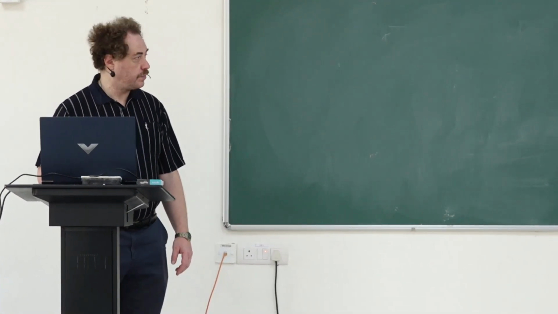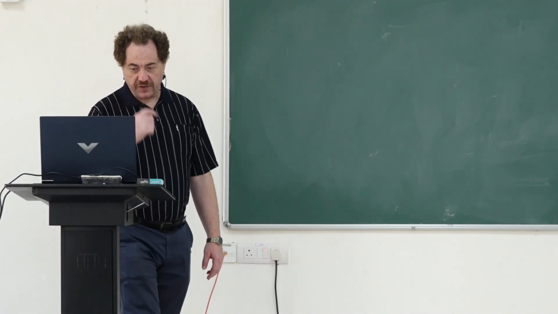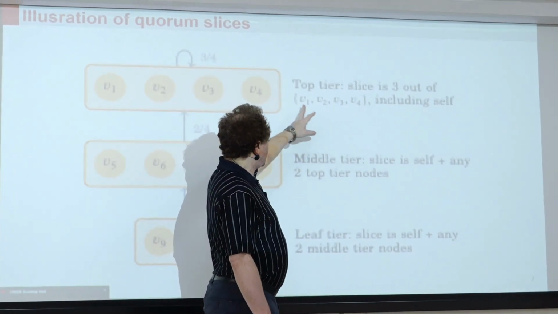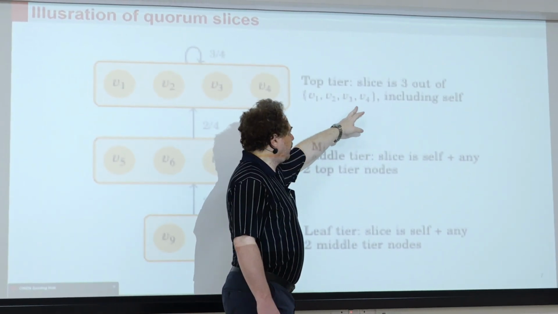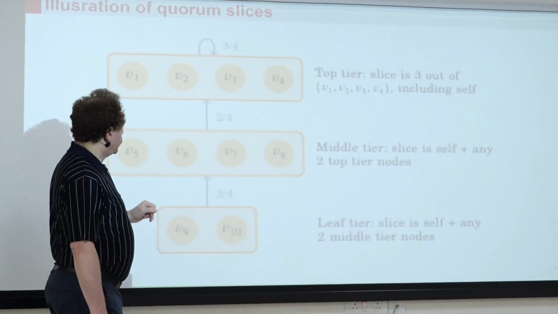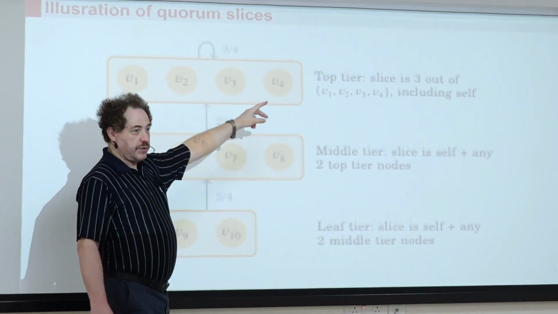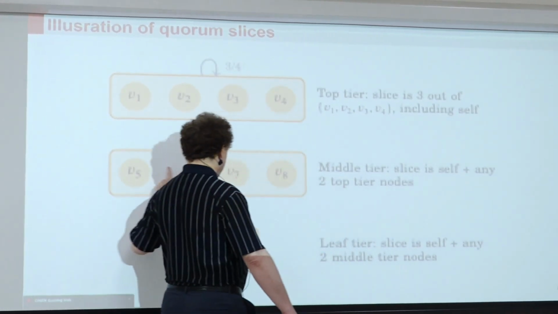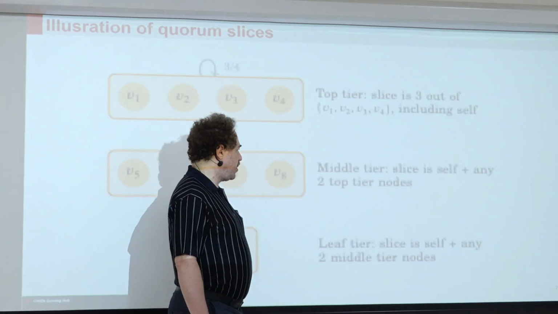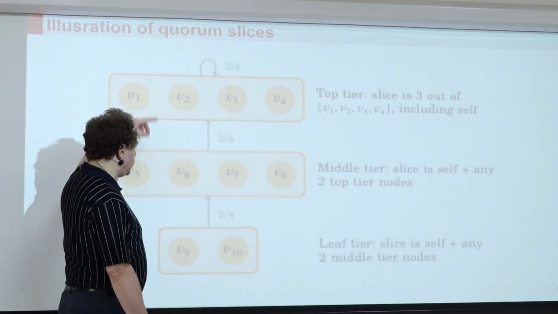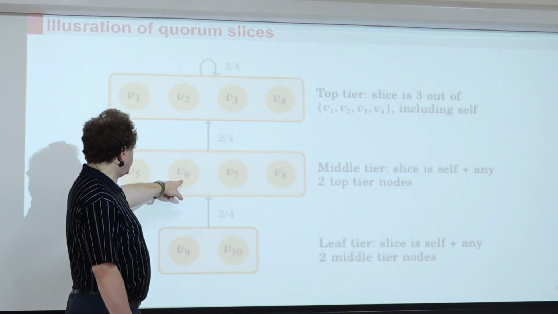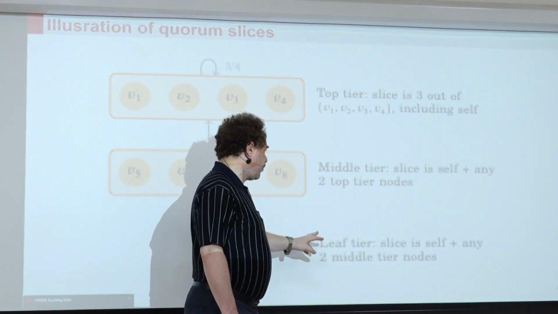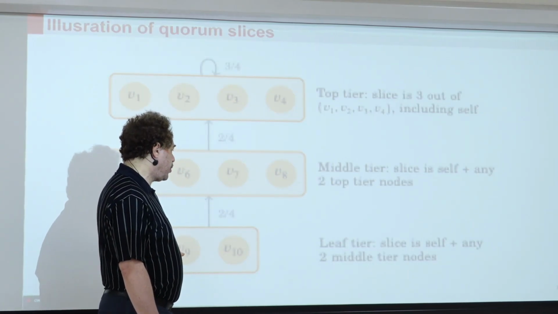Let's take a look at another example. Here we have 10 nodes, and they are divided as follows. The first 4 nodes want a slice out of V2, V3, V4, including itself, right? So that's the rule. V2 would want V2 and 2 additional nodes from this subset. Then we have the middle tier. For these nodes, V5 to V8, the slice would be the node itself plus any 2 additional top tier nodes. So a slice for V6 would be V6 and 2 nodes from here. And then we have 2 additional nodes left here. The slice for a node here would be the node itself plus 2 additional middle tier nodes.